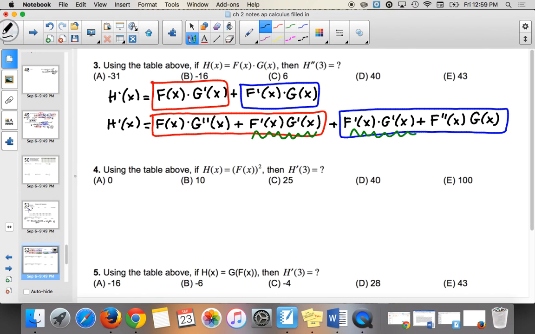All right, so now we're going to plug in 3. So h double prime of 3. Look back at your table. So f of 3 is going to be 5. G double prime of 3 is -2. F prime of 3 is 4. G prime of 3 is 7. And then I have that term repeated, right? 4 times 7. And then f double prime is -3, and g of 3 is 2. Do I have all those numbers right? So you have 40. It is 40, yeah. So 40 is your answer.